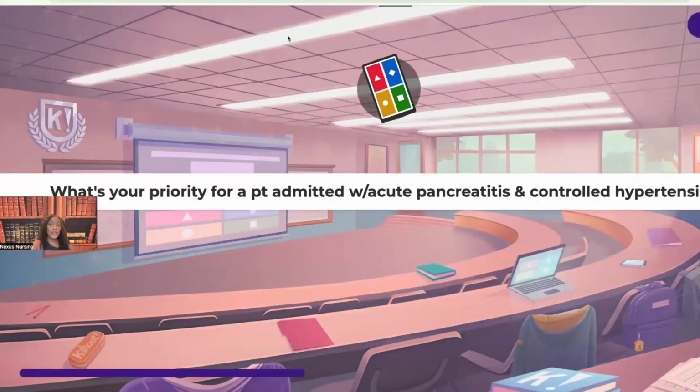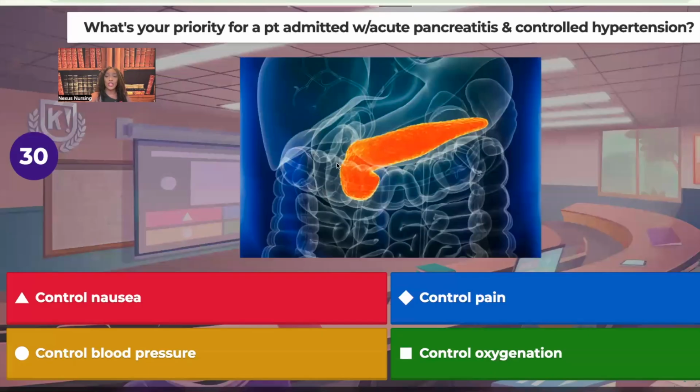All right, what's your priority for a patient admitted with acute pancreatitis and controlled hypertension? That's all the information we have. What's your priority? Control the nausea, control the pain, control the blood pressure, or control the oxygenation. All we know is that the patient is admitted with acute pancreatitis and controlled hypertension.